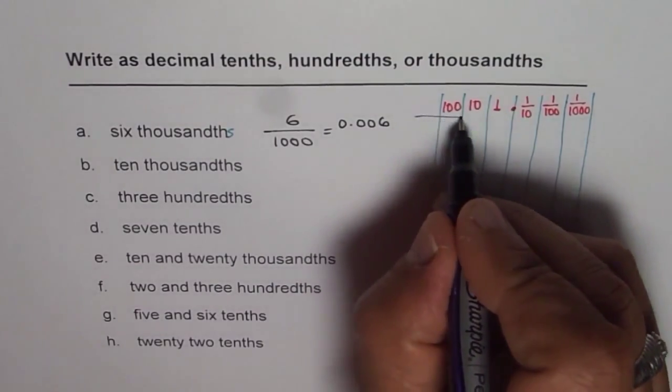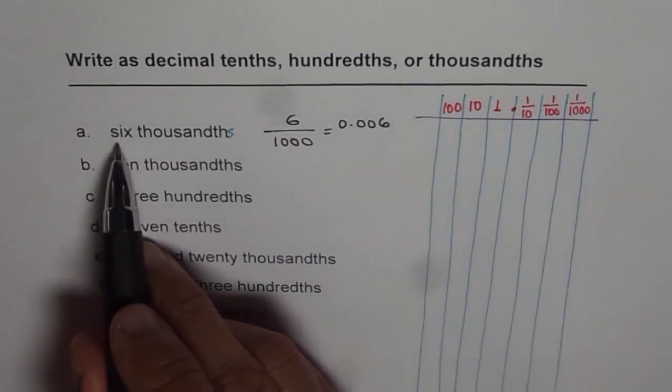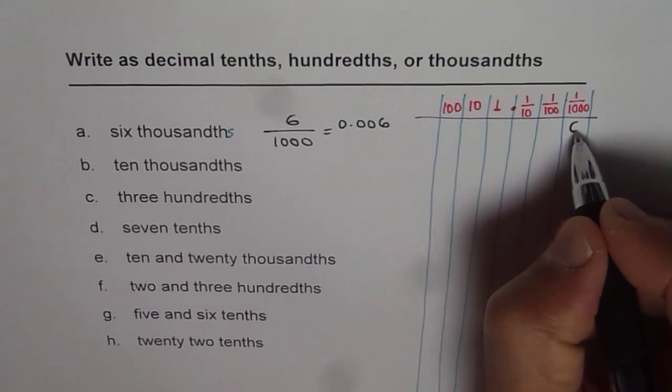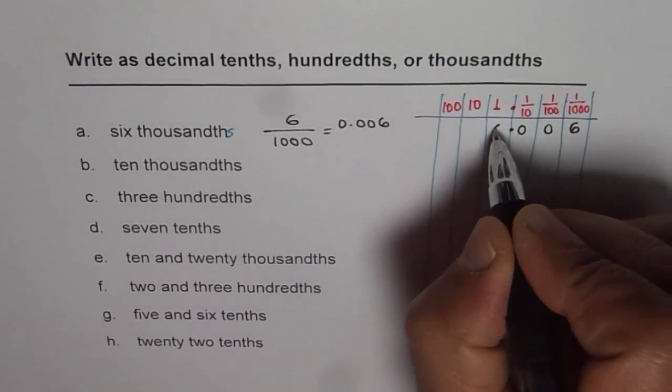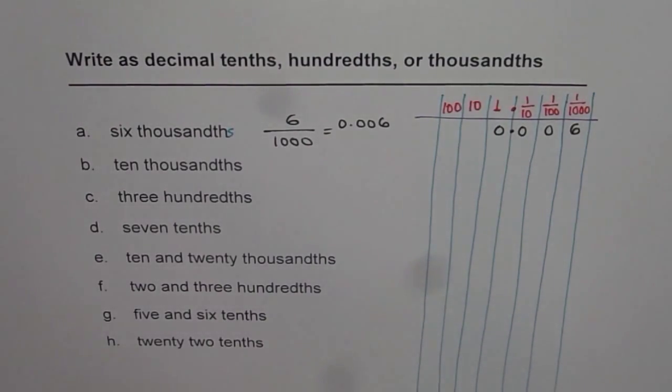Let me draw a line here. And the first number is 6 thousandths. So 6 will come in thousands place. There it goes. And rest places will be filled with zeros, correct? It's always good to write 0 before decimal. So 0.006 is 6 thousandths. I think that's a good beginning. And now you can pause and write answers for rest of the questions.